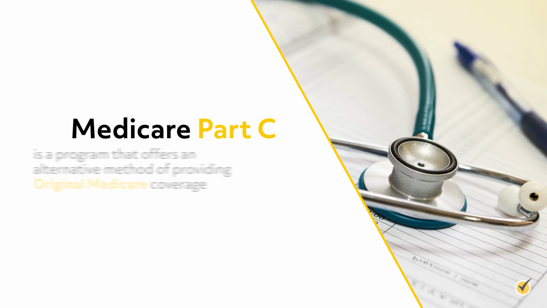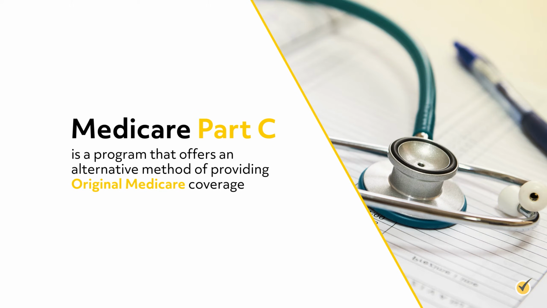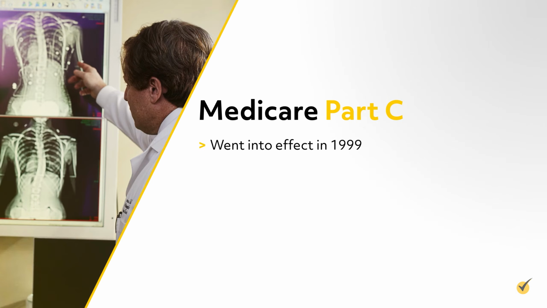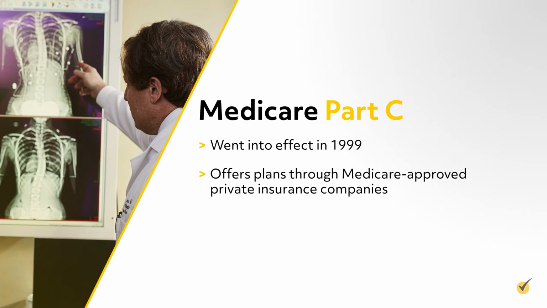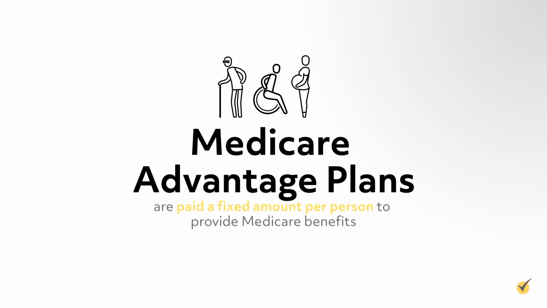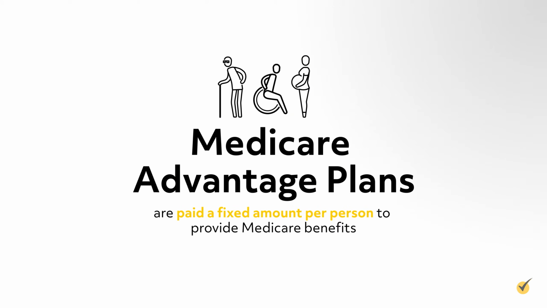Medicare Part C is a program that offers an alternative method of providing original Medicare coverage. Part C went into effect in 1999 and offers plans through Medicare-approved private insurance companies and are also known as Medicare Advantage plans. Medicare Advantage plans are paid a fixed amount per person to provide Medicare benefits.